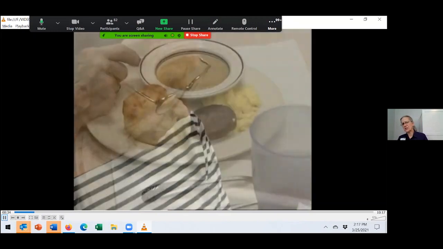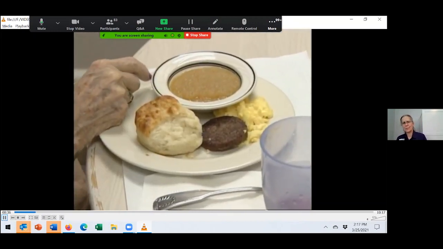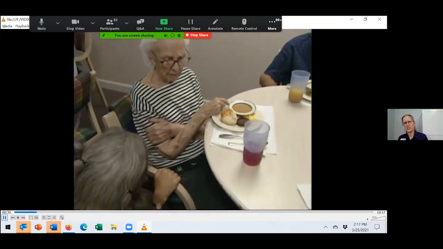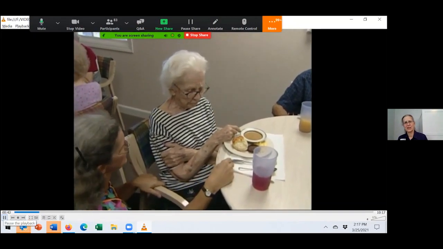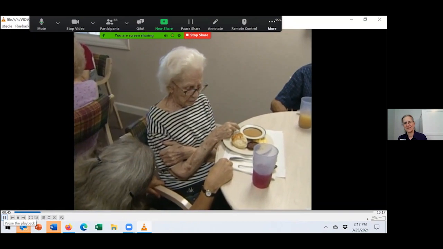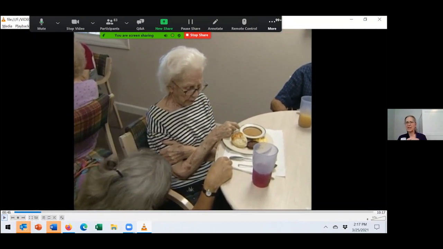Also, how many of you are noticing how long it's taking her to chew? And did you actually see a swallow at all? Or is she just chewing and chewing and chewing? Now, she's talking to me. I'm talking to her. What is she looking at, though?